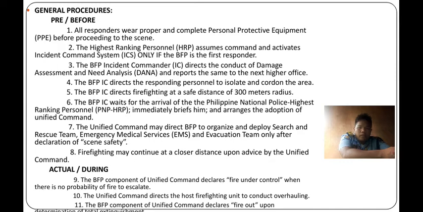7. The Unified Command may direct BFP to organize and deploy search and rescue team, emergency medical services, and evacuation team only after declaration of scene safety. Firefighting may continue at a closer distance upon advice by the Unified Command.